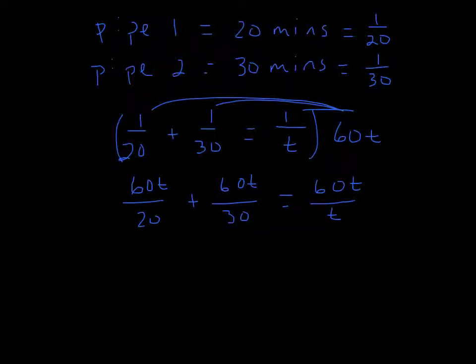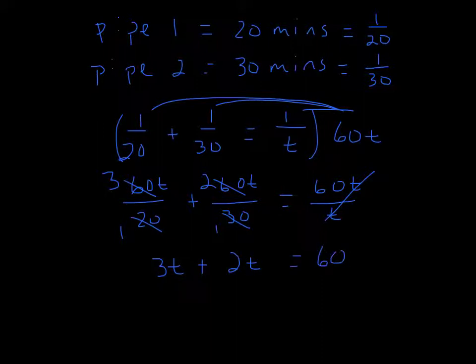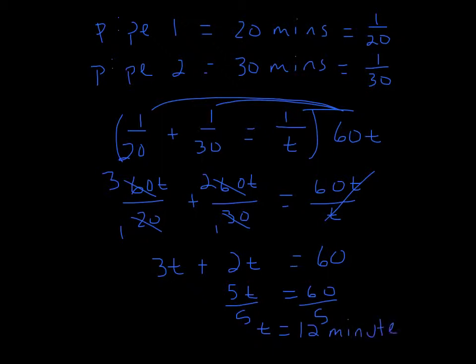Okay, and we got some canceling. The t's cancel. 60 and 20, that's 1 and 3. 60 and 30, that's 2 and 1, so we have 3t plus 2t equals 60. Add those together, you get 5t equals 60. Divide by 5, and t equals 12 minutes. So it'll take 12 minutes if the two pipes work together to get the work done.